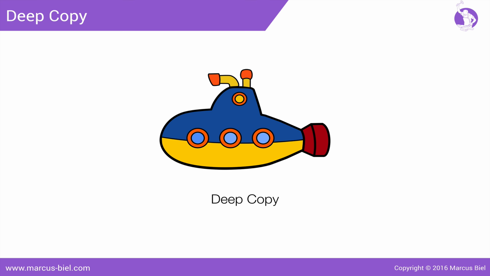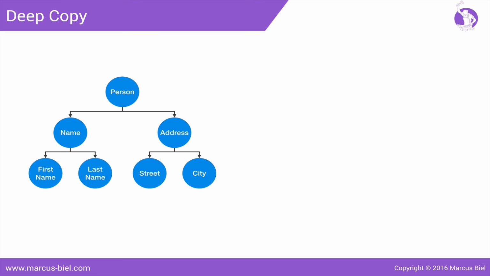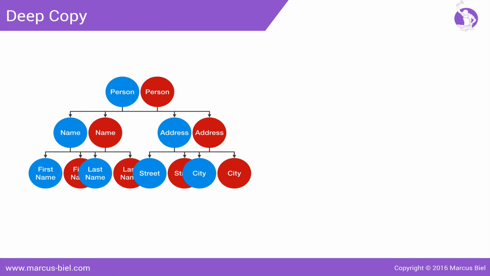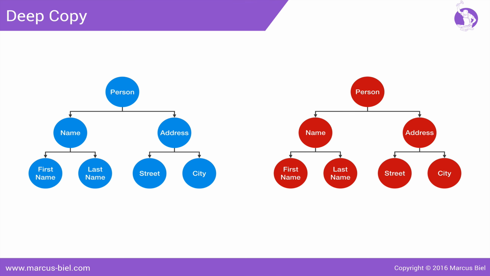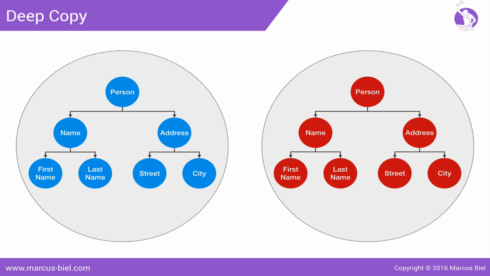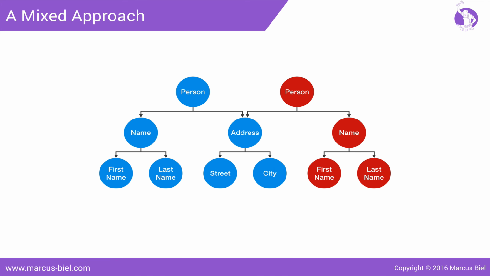In contrast to a shallow copy, a deep copy is a fully independent copy of an object. So we start again with our person object. But this time, we copy the entire object structure. Now, both person objects can be changed independently. A change in one of the address objects would not be reflected in the other person's address. Finally, a combination of a shallow and a deep copy is also possible. Fields that need to be changed will be deep copies. All other fields will be shared.